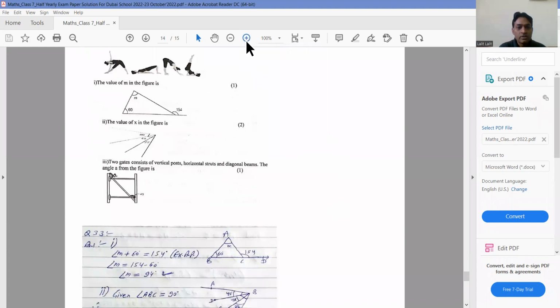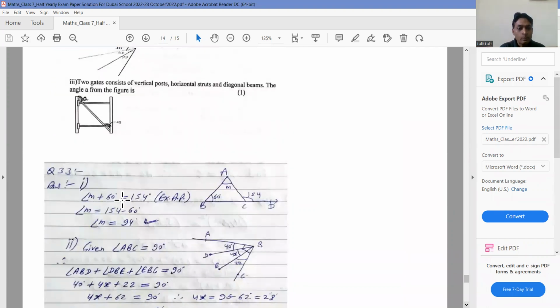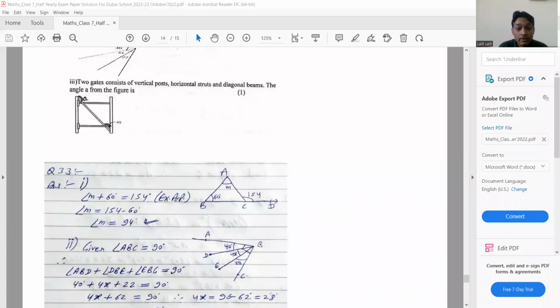Now we need to find the value of m in this figure. This is the first question. I have already drawn the figure. How to find this? Using the exterior angle property, the exterior angle of a triangle is always equal to the sum of the opposite interior angles. So m plus 60, which is the sum of the opposite interior angles, is equal to the exterior angle as per the property. So m is equal to 154 minus 60. When we subtract 60 from 154, the answer is 94. So the value of m is 94. This is the answer of the first question.